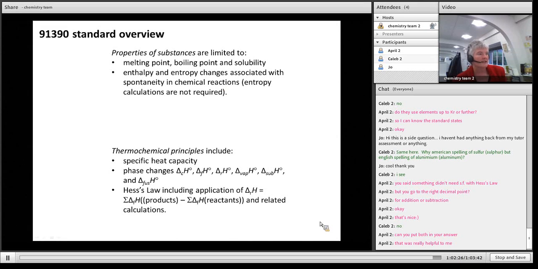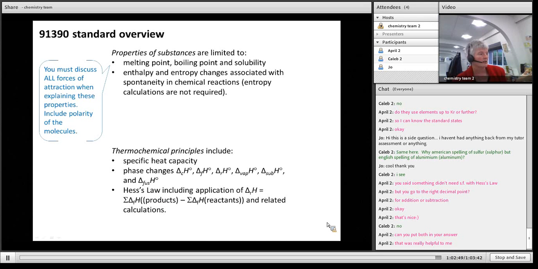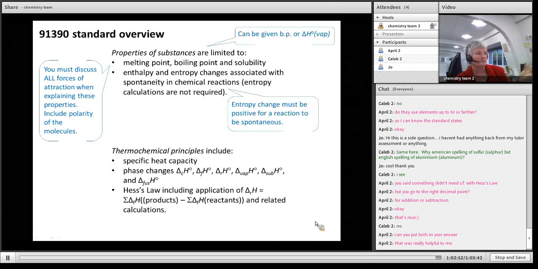And then this is properties, so you may have to explain boiling points, which is all to do with intermolecular forces, melting points, solubility, and then entropy is needed for whether something's spontaneous or not. And then we've done the definitions, Hess's law, and of course calorimetry. Sorry, I should have clicked those. So those are just things to think about. The entropy change must be positive for a reaction to be spontaneous. You do need to spell that out.